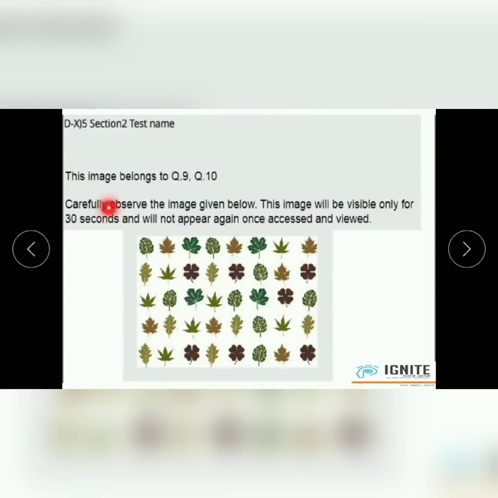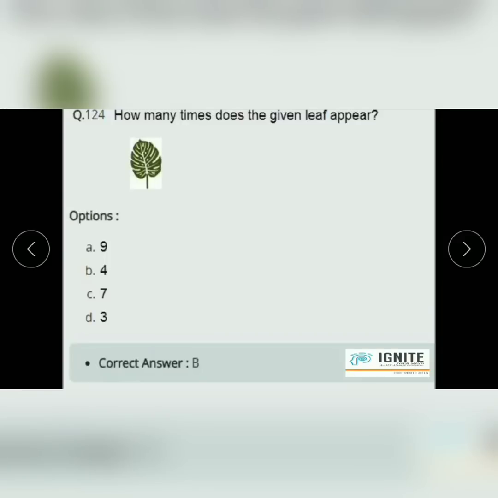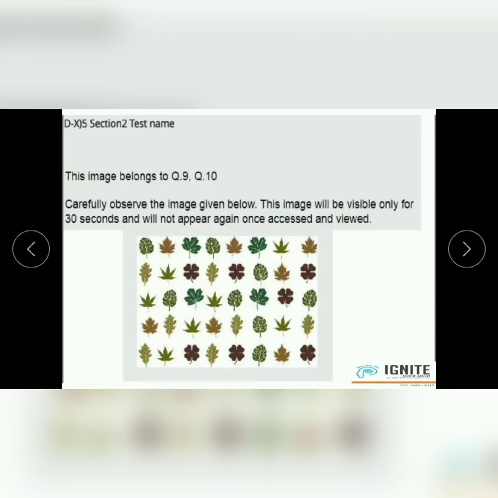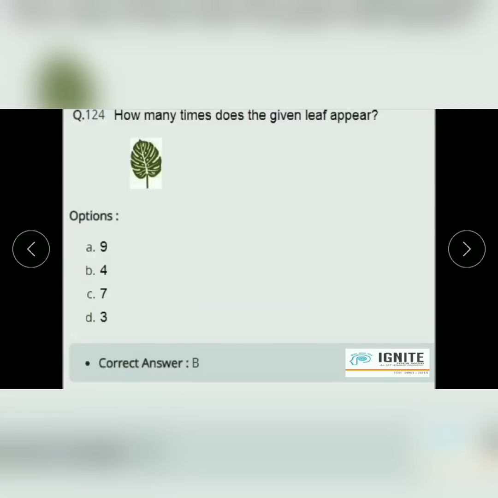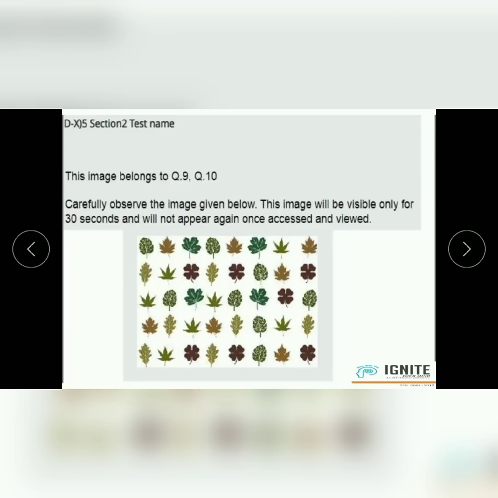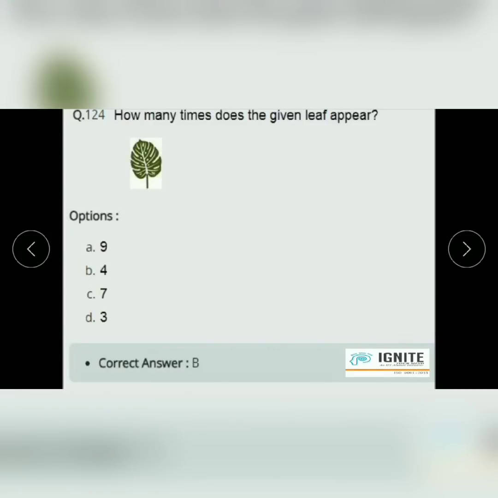Okay, next question. Carefully observe the image given below. This image will be visible only for 30 seconds and will not appear again once accessed and viewed. Okay, question number 124. How many times does the given leaf appear? From this figure we can find that there are total 8 leaves. 1, 2, 3, 4, 5, 6, 7, 8. But 4 of them are towards left and 4 of them are towards right. Here the question is towards left side. Therefore answer 1, 2, 3 and 4. Answer is option B, 4.